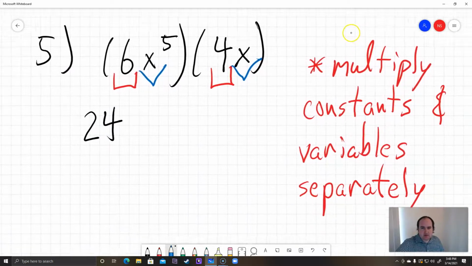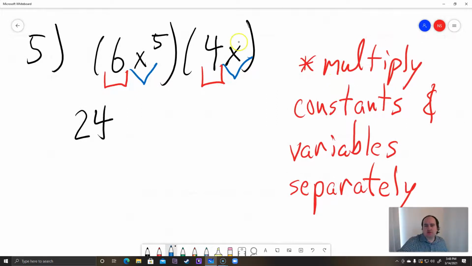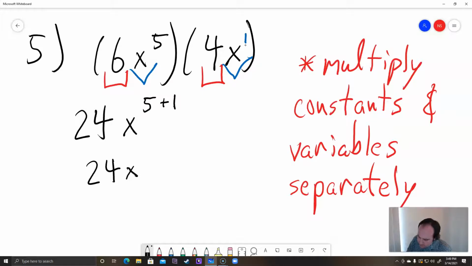So that's actually the trick here. So instead of just writing 4x, we're actually going to write 4x to the 1. Okay, so I'm going to write in a little 1 there. And then what I do is combining the variables, because they're exponentials with the same base, and we're multiplying, we add the exponents. So we're actually going to get x to the 5 plus 1, okay, which is x to the 6. So we get 24 x to the 6.